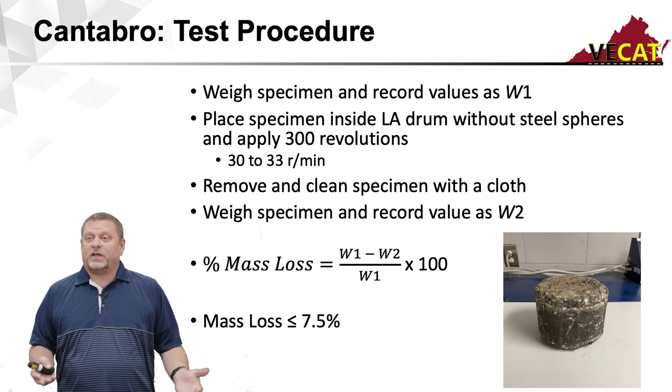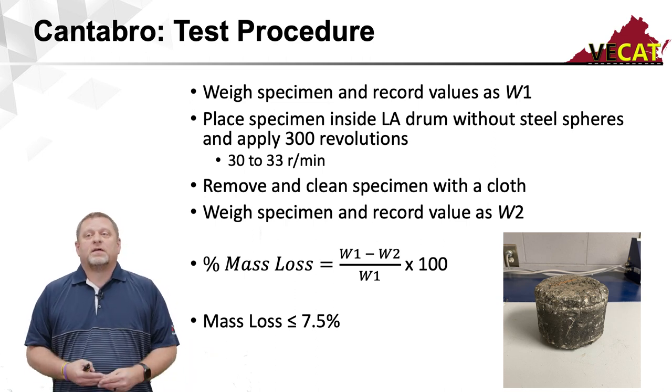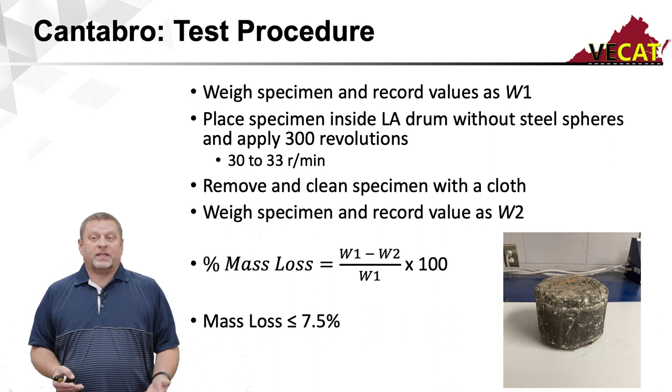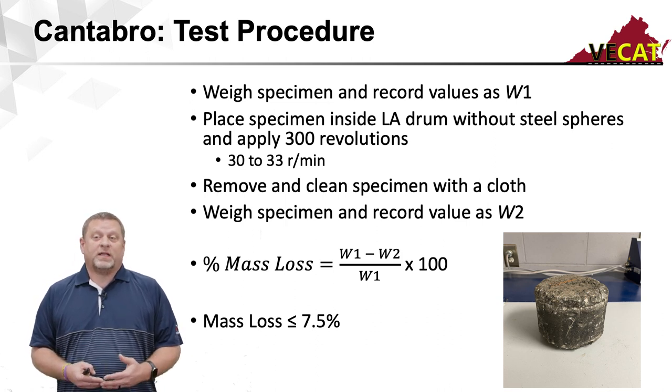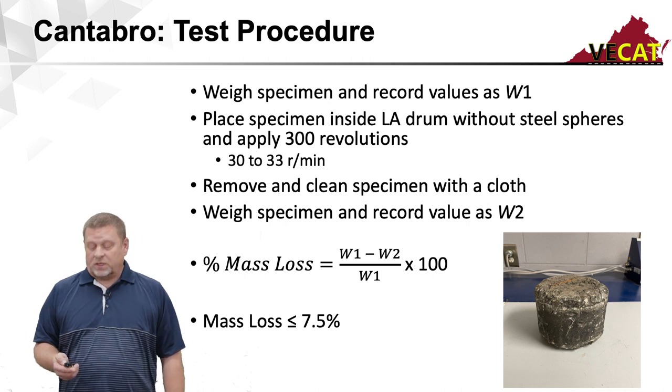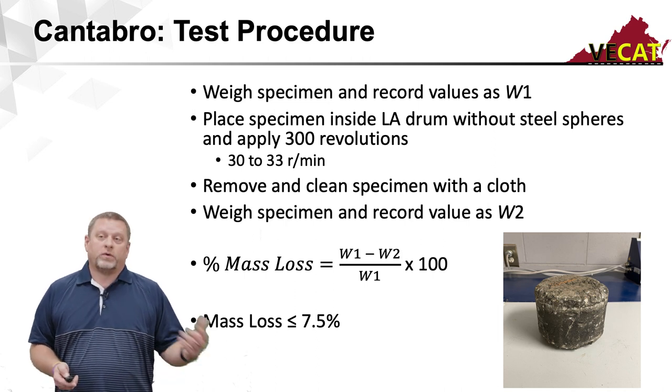So the test is very easy to run. We only need two weights. From there, we can calculate the mass loss. The mass loss by specification has to be less than or equal to 7.5% of the total original weight.